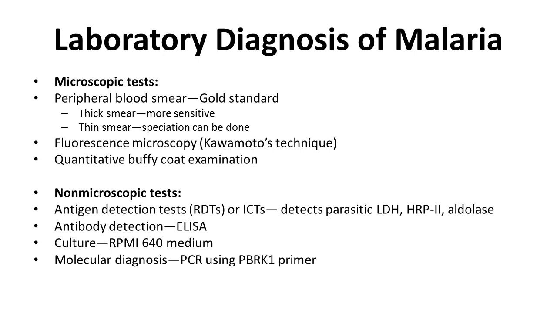Next we will go for fluorescent microscopy. Then we can do the quantitative buffy coat examination. Here we are detecting the antigen, that means the parasitic stages. Non-microscopic tests are antigen detection tests using ICT, antibody detection using ELISA, and we can do culture and molecular study using PCR. And thank you.